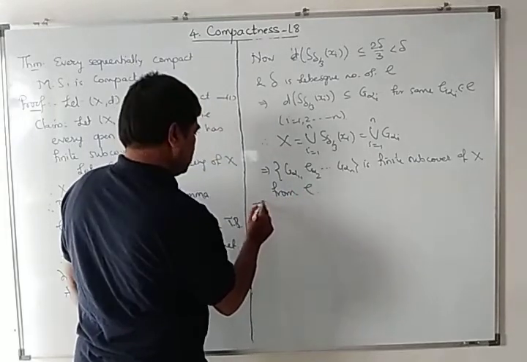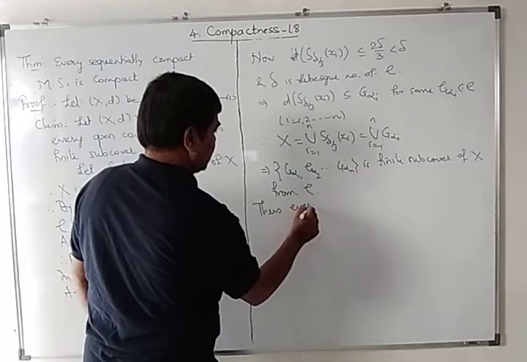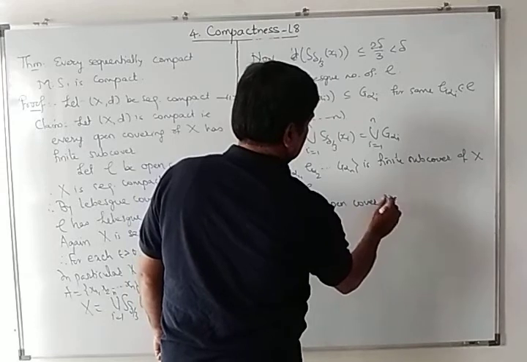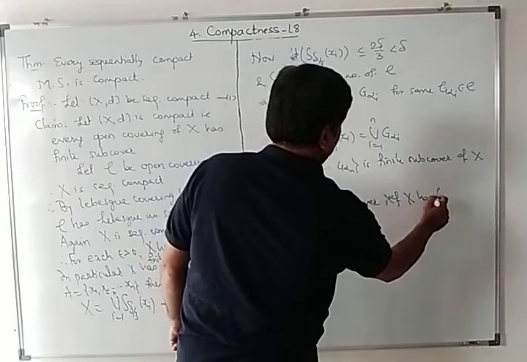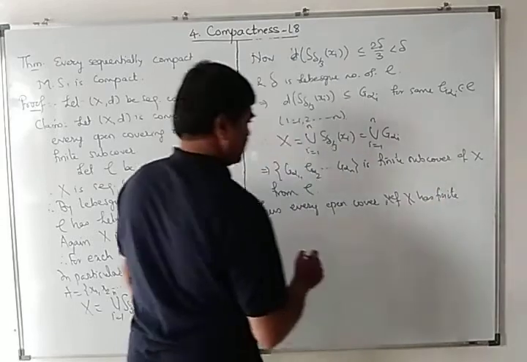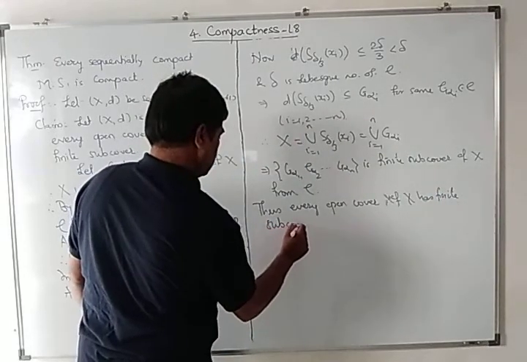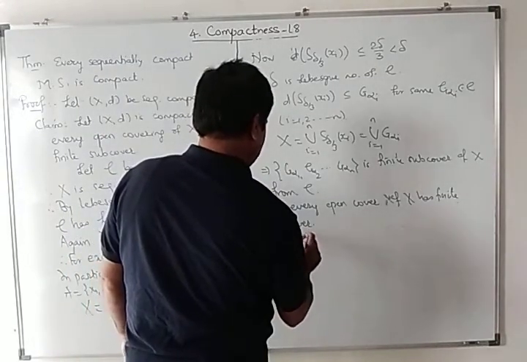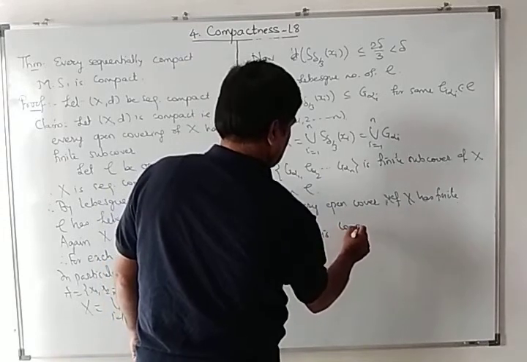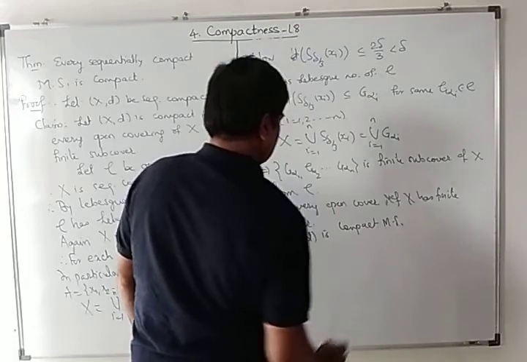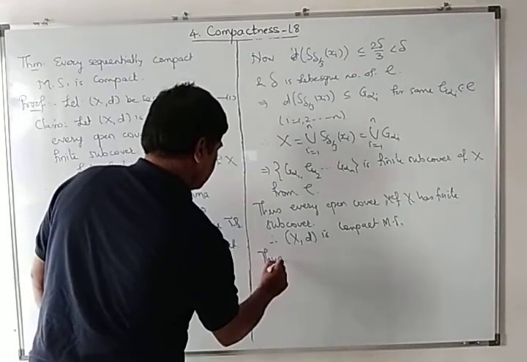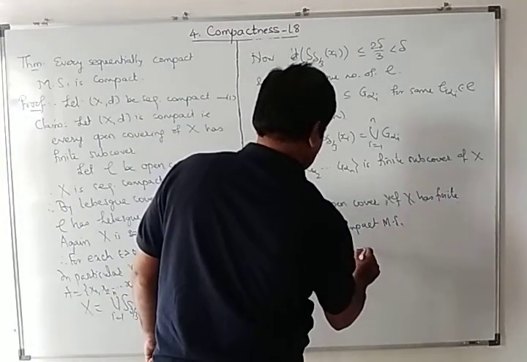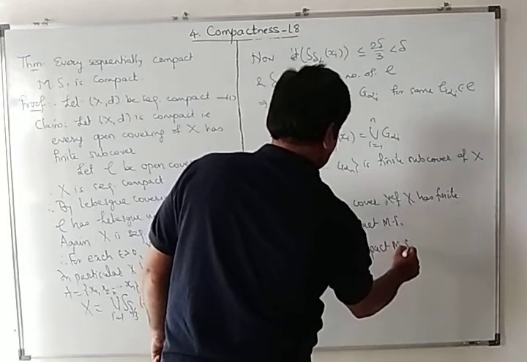Okay. Thus every open cover of X has a finite subcover. And therefore (X, d) is a compact metric space. Thus every sequentially compact metric space is compact.